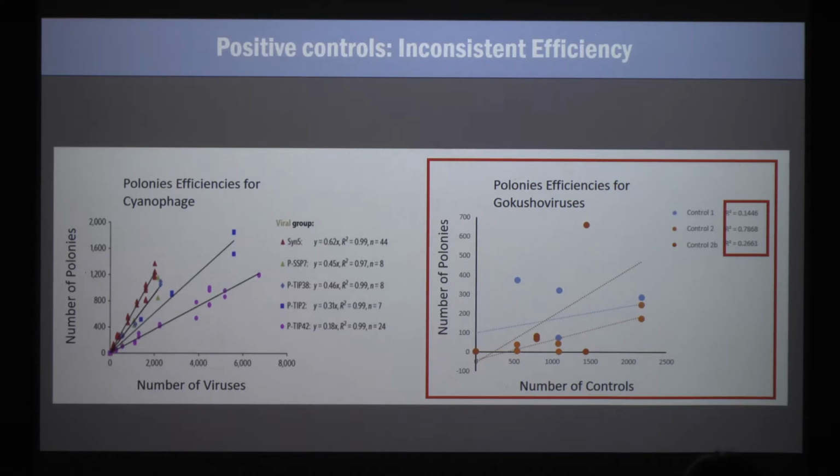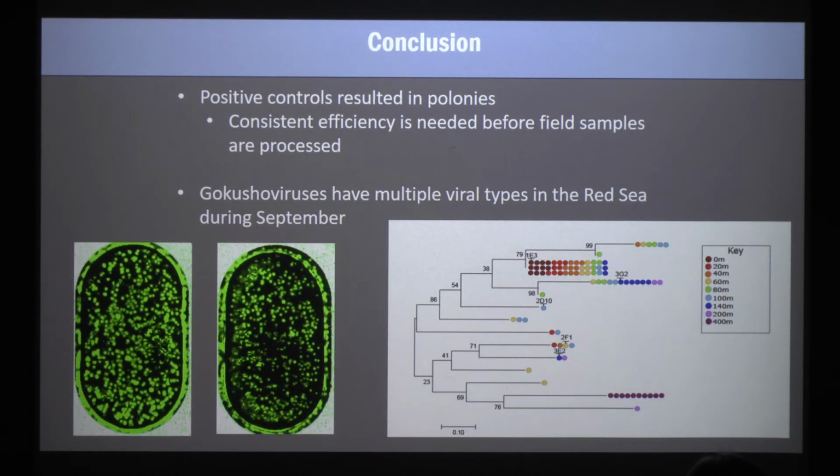So that's where I'm stuck right now, and I have to optimize first before I will be able to actually quantify this in the field. Just as a summary, we do have positive controls working with Polonies, but right now I'm really working on tweaking those primers and probes so I can get more consistent efficiencies each time. This is really important, again, for being able to go back to the field samples.